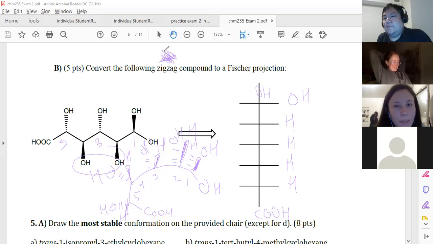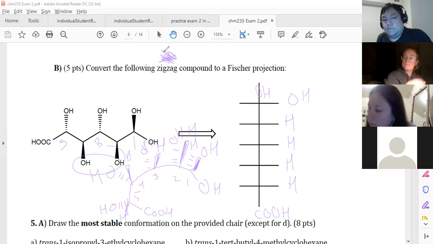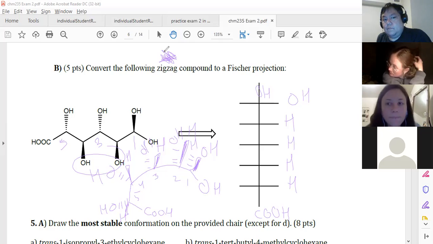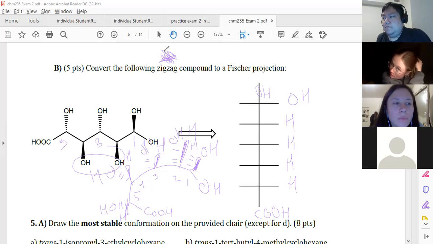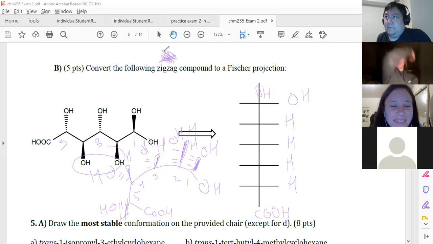No, yeah, it's the same, except she just did COOH on the top, so it's just flipped, but it's the same. So wait, why did we only flip 4 and 2? Do you want the complicated reason or do you want the simple reason? Simple. Trust me. That is the simplest reason.